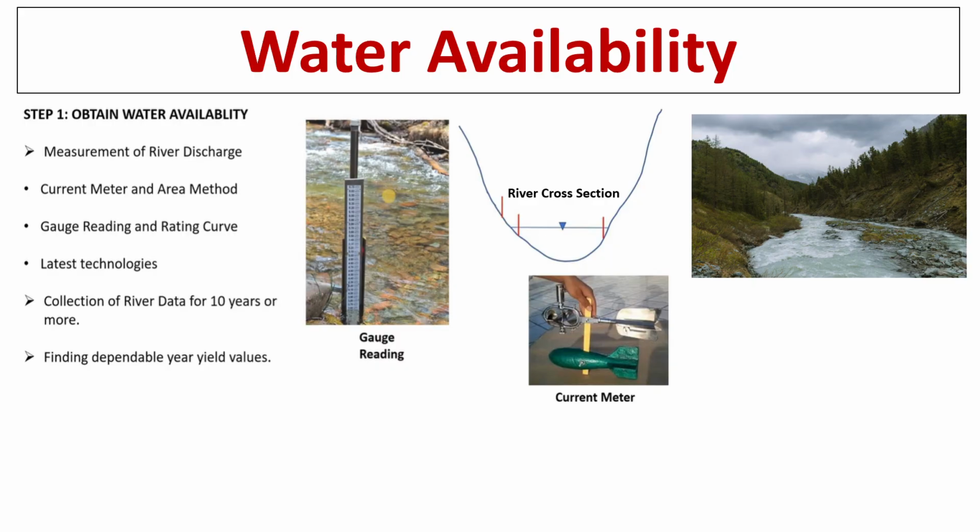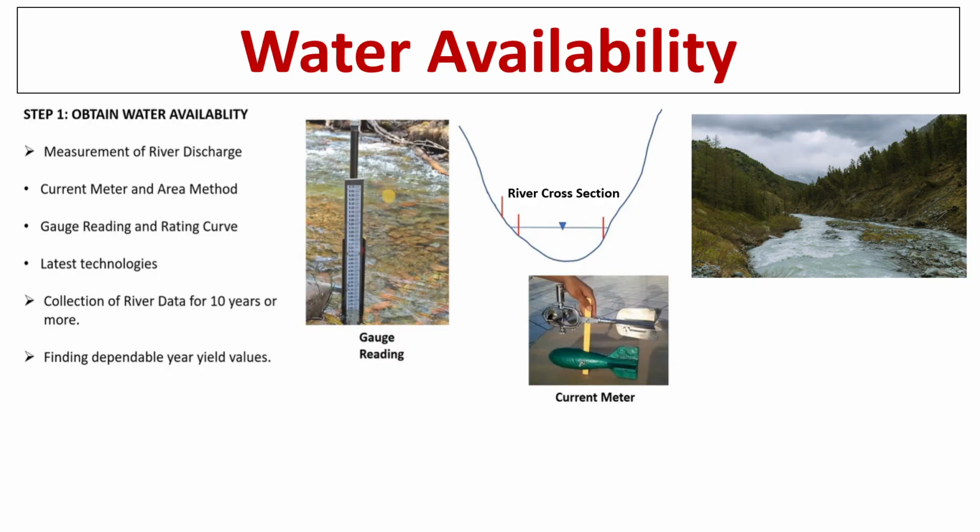Water availability is nothing but the estimation of river discharge. We all know that discharge is the area of that section multiplied by velocity. Broadly, river discharge can be estimated by two methods. One is measuring velocity and multiplying by area. The other is by developing a rating curve. If we see the second method, that is the rating curve.